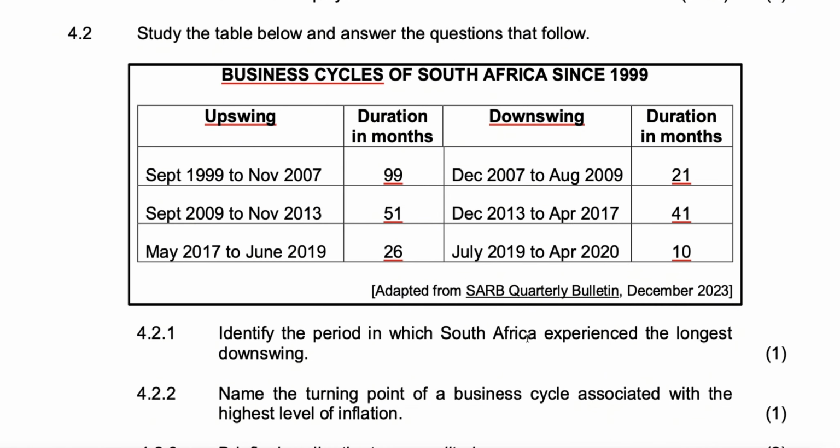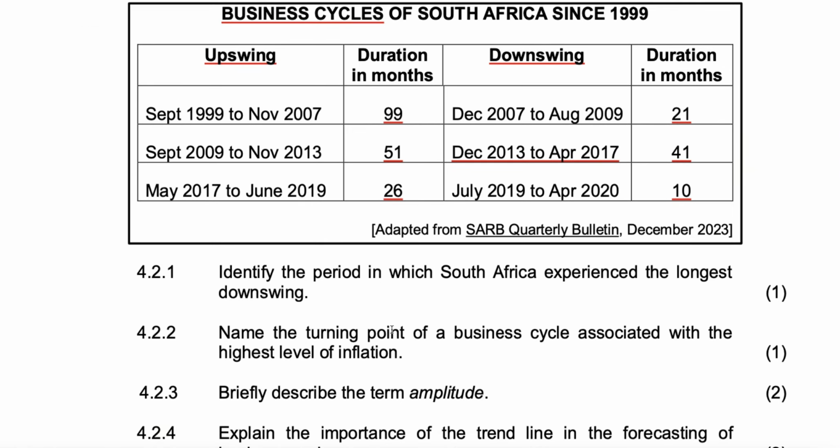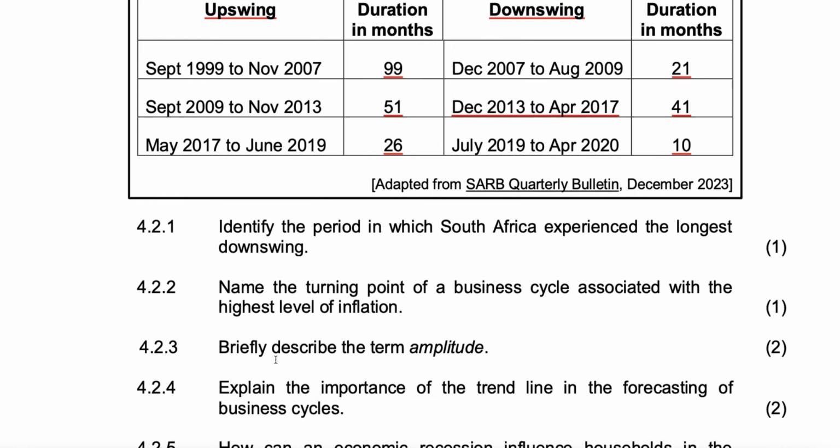All right. Identify the period in which South Africa experienced the longest downswing. This is a very easy question. Longest downswing, that will be December 2013 to April 2017. So the answer is that. Name the turning point of a business cycle associated with the highest level of inflation. That is a peak. Then briefly describe the term amplitude. Well, an amplitude of a business cycle measures the intensity of a business cycle. It is that vertical distance from a trough to a peak.